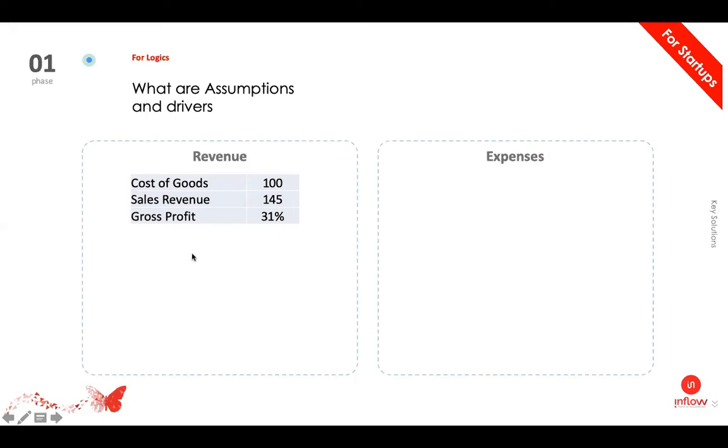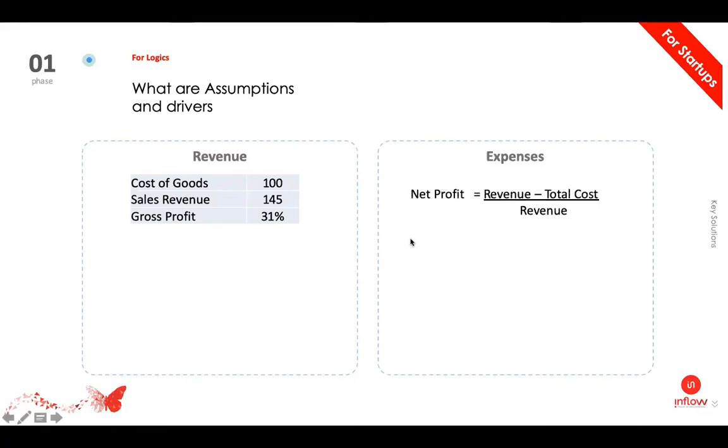I hope everyone is aware of what exactly gross profit means and how to calculate it. It is a simple formula: the cost of goods, if you are in production or product sales, and whatever revenue you generate out of it. Whatever margin you earn is the difference. So gross profit is your revenue minus your cost of goods.